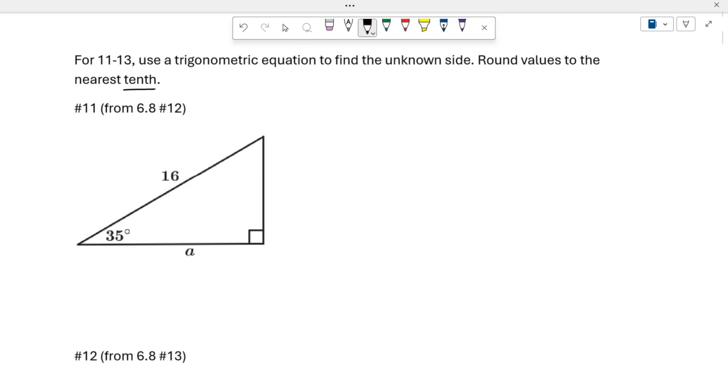Number 11. We have a right triangle here. Obviously we know the right angle. We know one of our acute angles. We know one of our sides, and we are looking for another side, and then a third side is not labeled at all.